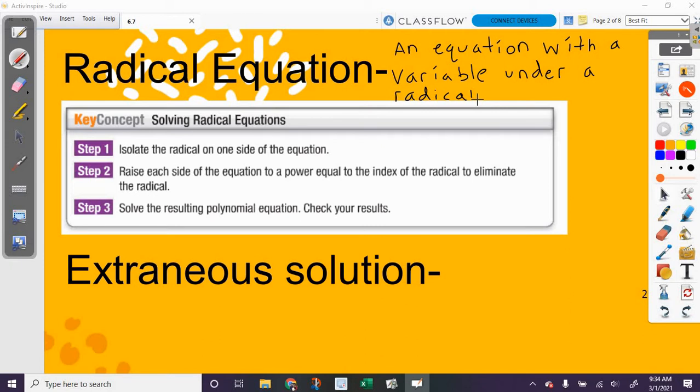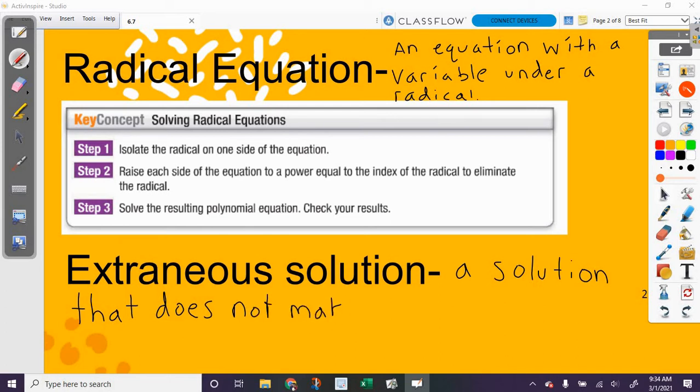An extraneous solution is something that we might have seen before, but basically it is a solution that does not make the equation true. And we'll look at what I mean by that here in just a moment.